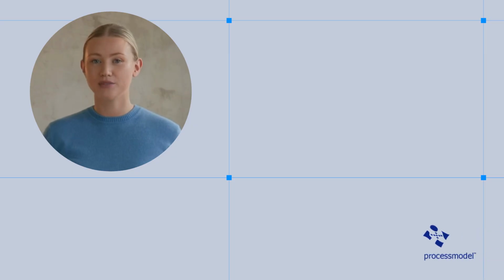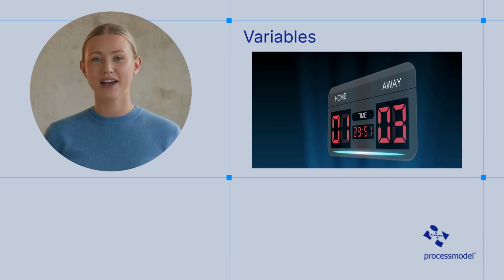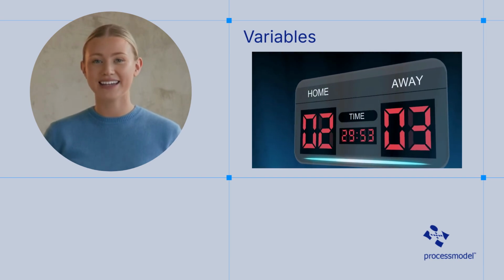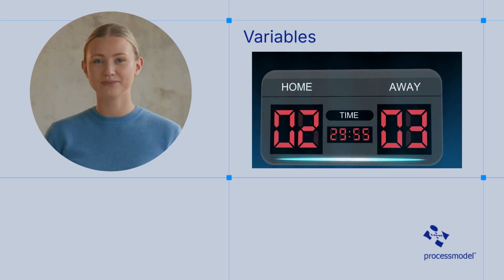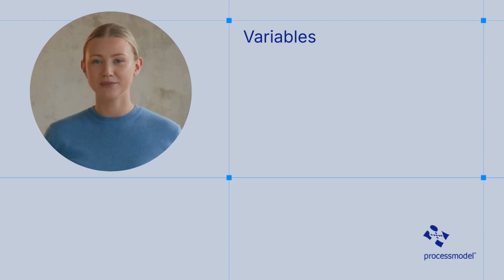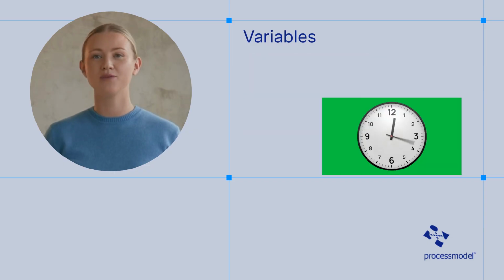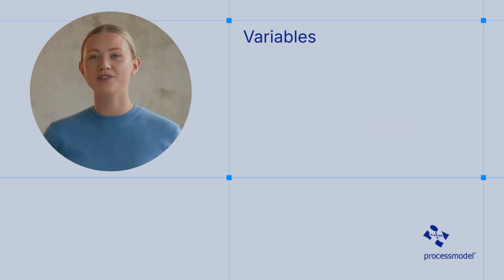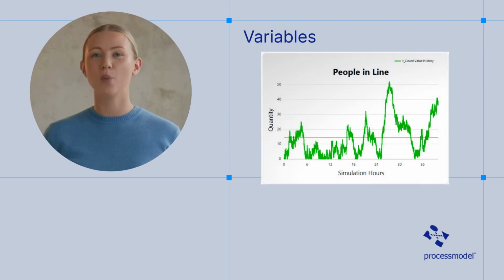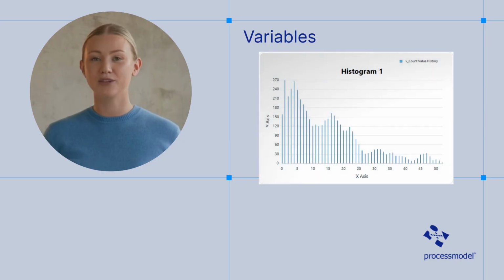In contrast, variables are global. Think of a variable like a scoreboard in a stadium. Everyone can see it, and any entity can update it. Variables track the state of the system, like the total number of finished parts, or the current hour of the day. Unlike attributes, variables appear in your output reports. Every time a variable changes, the value is saved. This allows you to show what happens over time, or show the frequency of values.